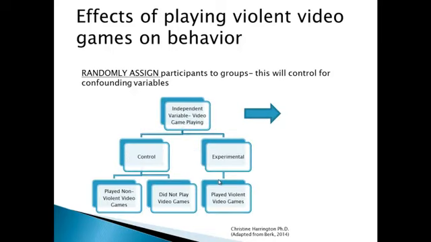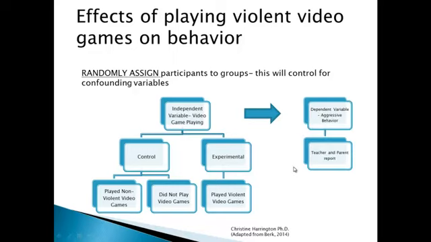So here's a visual of how our group experiment can look. As we said, we would have an experimental group. These are the folks who are playing the violent video games, and then we need a control group. Here I've opted to have two different control groups, one that played non-violent video games and another not playing video games at all. The reason for that is that if you only included the group that didn't play video games at all, we wouldn't know whether it was just playing video games or playing violent video games that impacts your dependent variable, which in this case is going to be aggressive behavior. And for the sake of this study, we'll just assume that we'll ask teachers and parents to report on those aggressive behaviors.